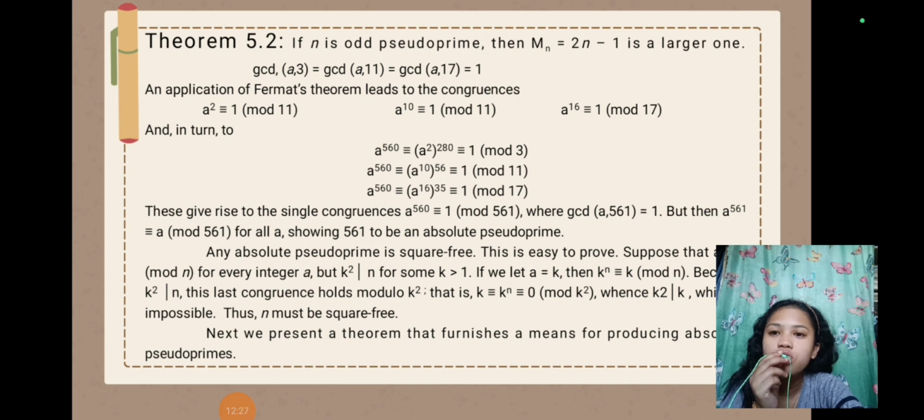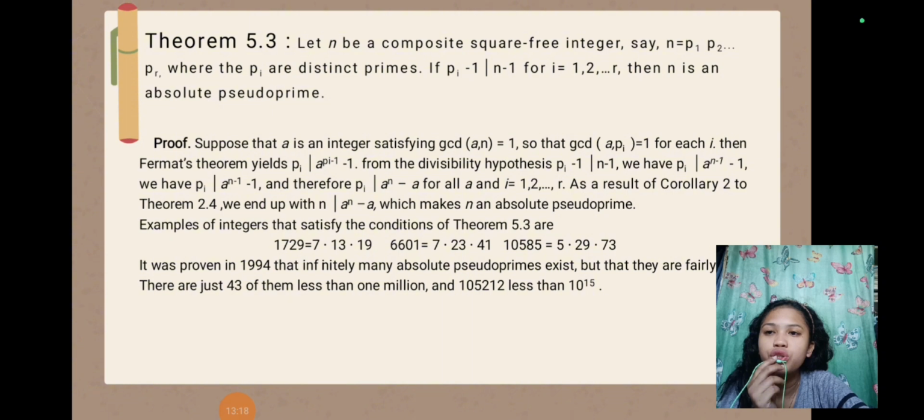Next, we present a theorem that furnishes a means for producing absolute pseudo-primes. So now let us proceed to Theorem 5.3. Let n be a composite square-free integer, say n = p_1 p_2 ... p_r, where the p_i are distinct primes. If p_i − 1 divides n − 1 for i = 1, 2, ..., r, then n is an absolute pseudo-prime.